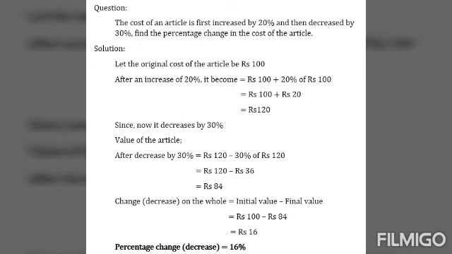It means after an increase of 20% equals 100 plus 20% of 100. 100 plus 20 is equal to 120. Then it decreased by 30%. Means whatever the amount we got earlier, we will subtract from that. 120 minus 30% of 120. So after this we will get 84.